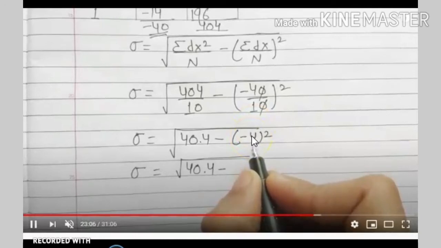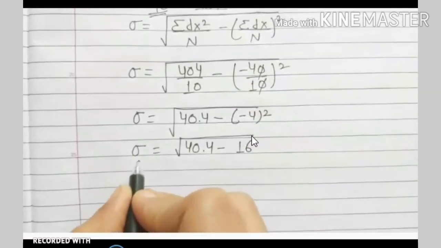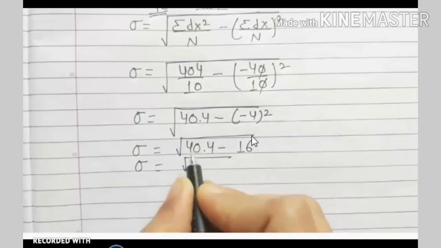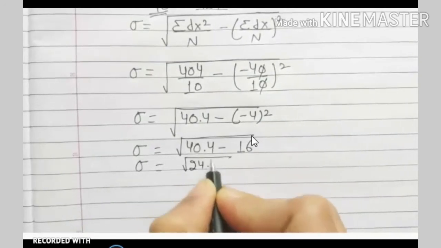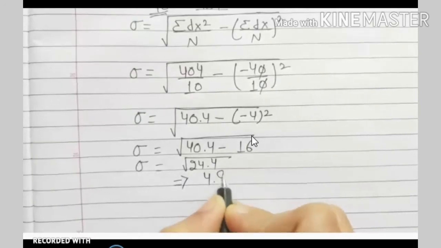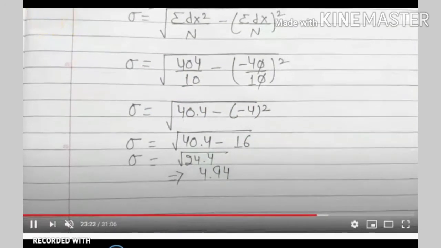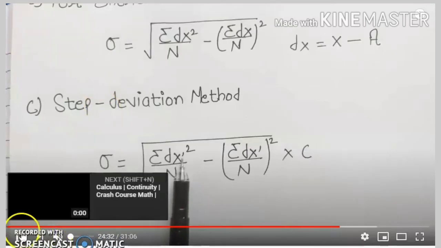So it's a 16. So you can write a 16 here. Then you will be subtracting that. So root of, what will be the answer? 24.4. So root will become, as you had found earlier, 4.9 for the same answer. Hope you understand. So next is step deviation method.